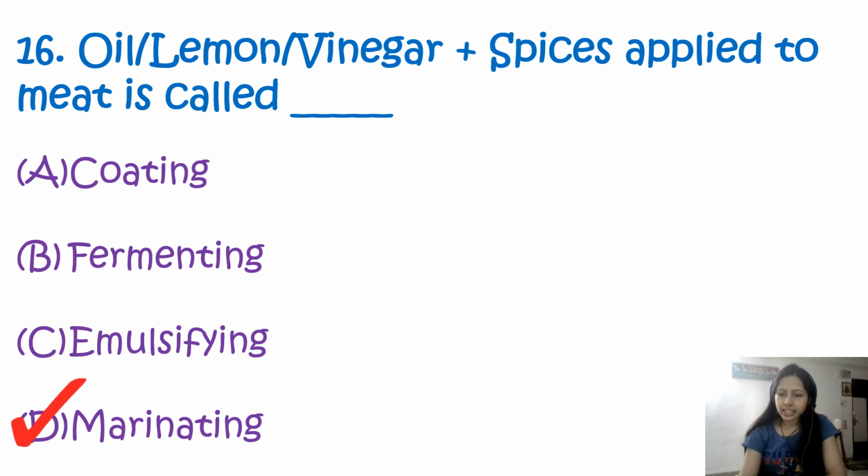So marinating involves soaking meat in a mixture of oil, lemon juice, or vinegar with various spices to enhance its flavor, tenderness or juiciness. So this process allows the meat to absorb the flavor of the marinade before cooking. So the correct option will be D, that is marinating.